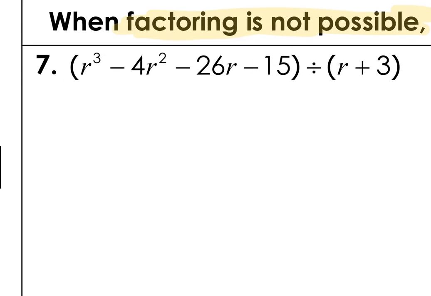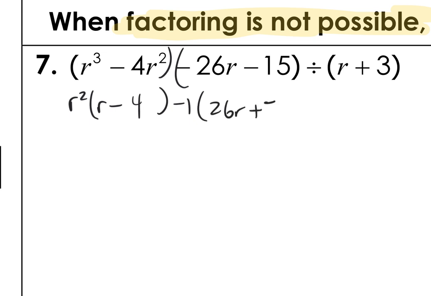I mean, you could group this into 4 terms if you wanted to, and I'm just going to show you this really quick. If I pulled r squared out of these first 2, I'd get r minus 4. If I made this a group, my only GCF would be negative 1. I'd get 26r plus 15. These are not the same. You can't factor that like 4 terms, factor by grouping. So in some of these problems, you guys, you're not able to factor it.